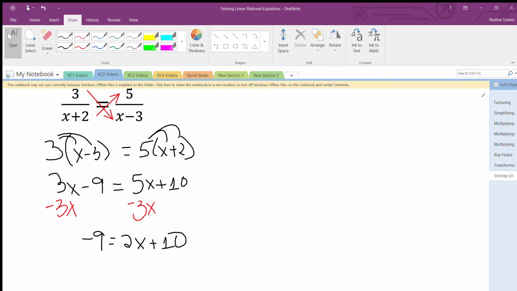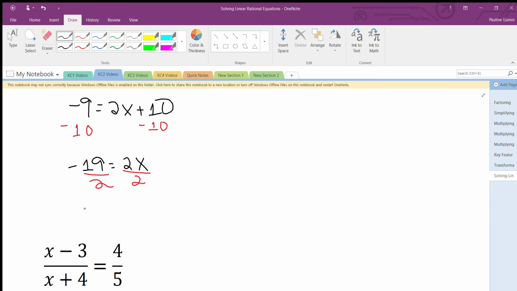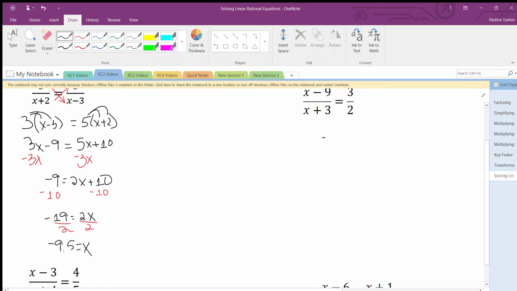And now I'm going to take my constant, my 10, and move it to the other side to join the 9. So we have negative 19 equals 2x. And I'm going to finish that up by dividing both sides by 2. Whoops. Sorry, that's pretty loud. And my answer is negative 9.5 equals x. Not too bad. So, very similar to a lot of the things we've been doing in algebra, which is solving equations. Let's continue to this next one.